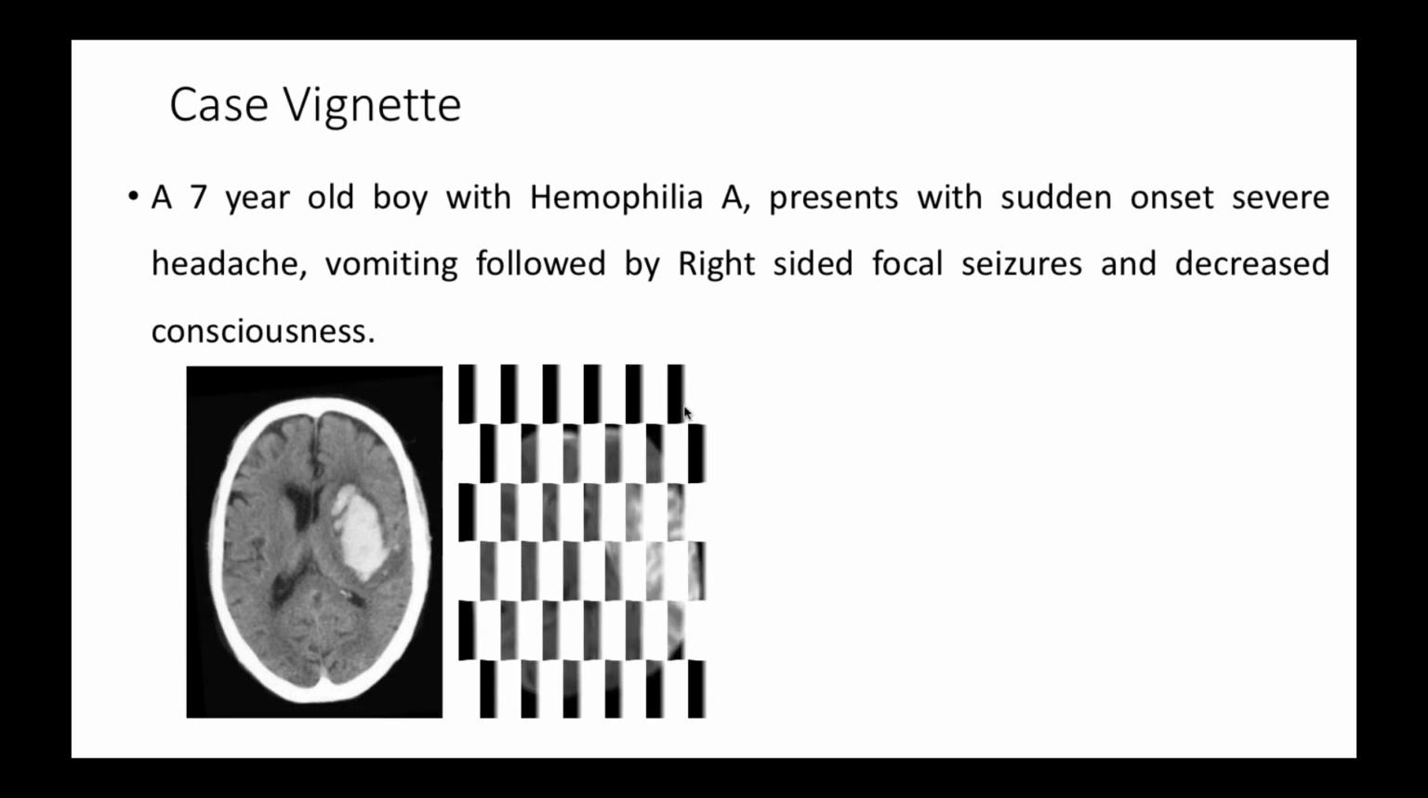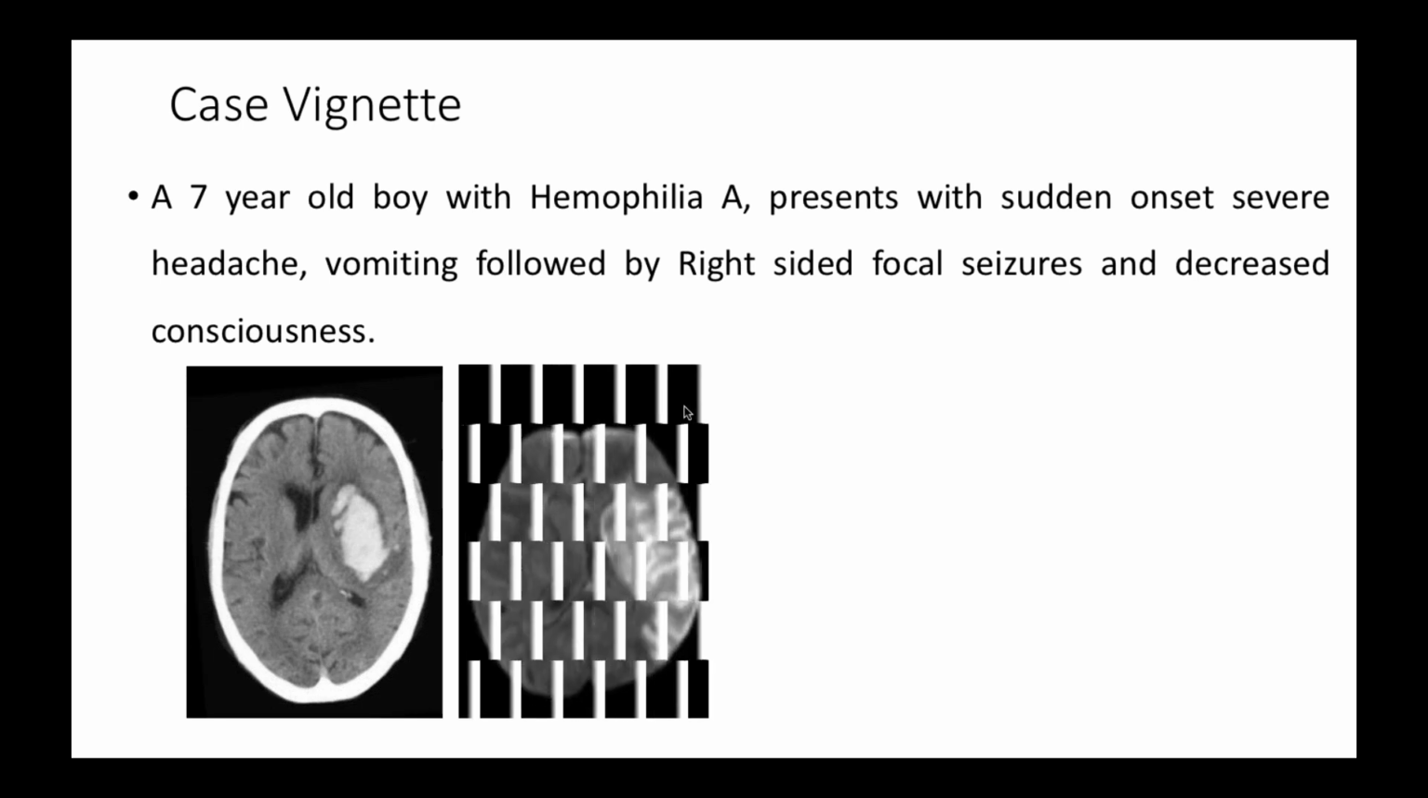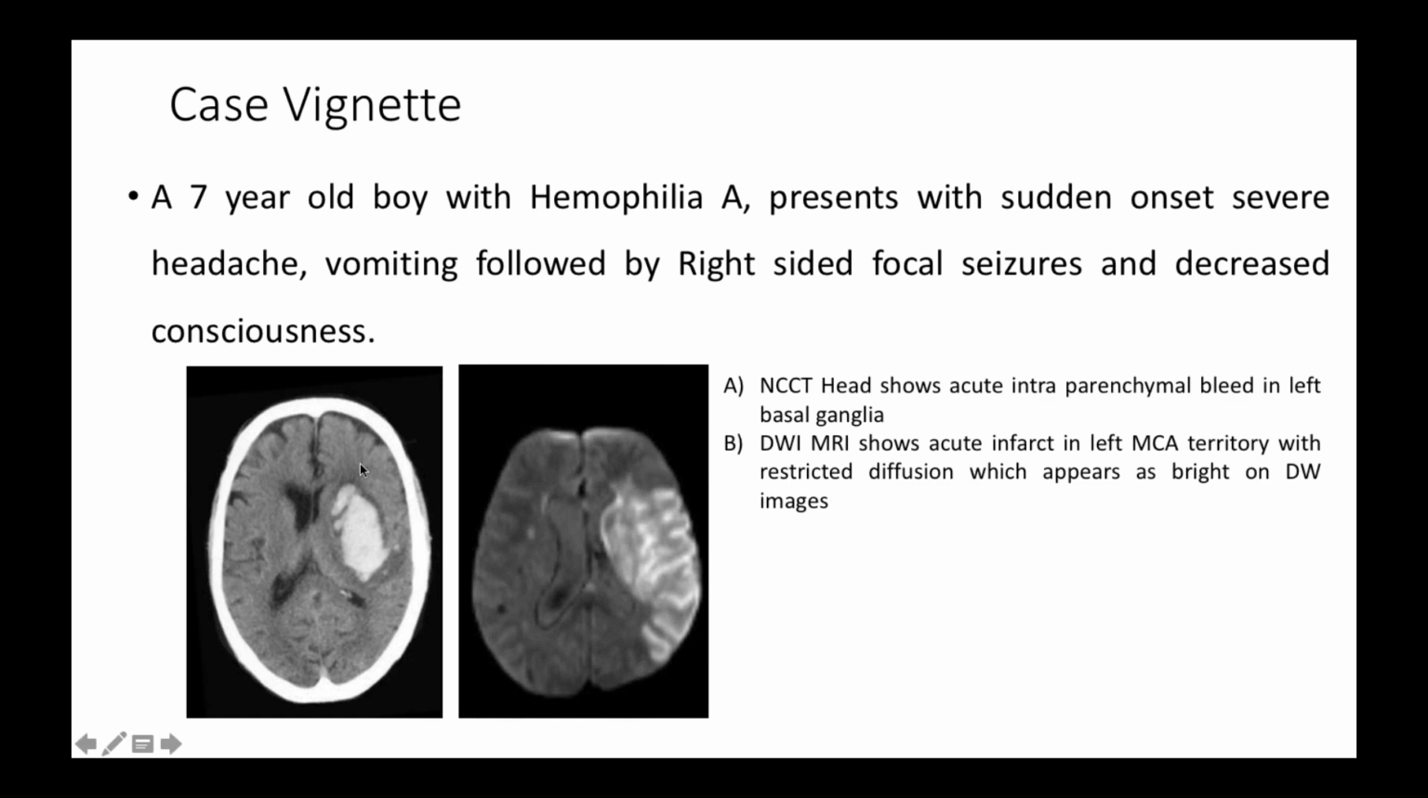Now a CT has been done. So you can see that there is an intraparenchymal bleed in the left basal ganglia. When the MRI is done, a DWI image shows an acute infarct in the left MCA territory. So there is an infarct as well, which is not very visible in CT. However, when this is done on MRI, it shows the infarct also.